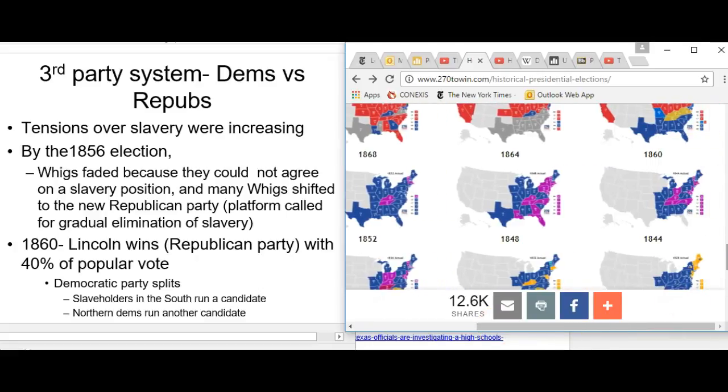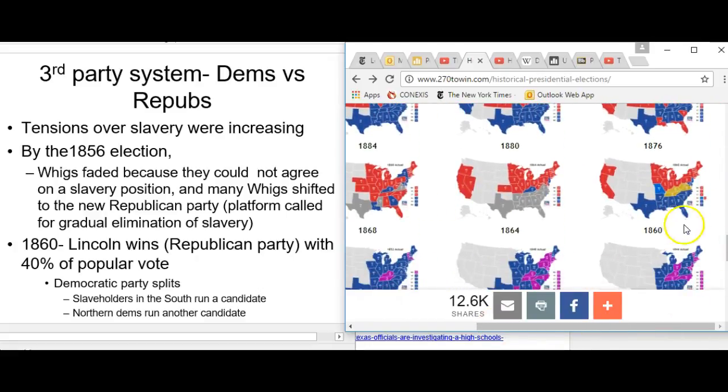But by 1860, the Democratic Party had actually split itself. There was another party that ran called the Northern Democratic Party, and another party here, the Constitutional Union Party, and they ended up splitting the vote. So Lincoln won as the Republican Party candidate with only about 40% of the vote. So this is the second major realignment, as voters began to shift to the Republican Party because the Republican Party had something meaningful to say about slavery.